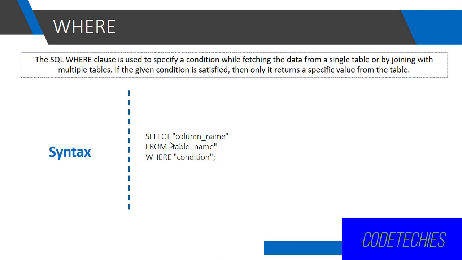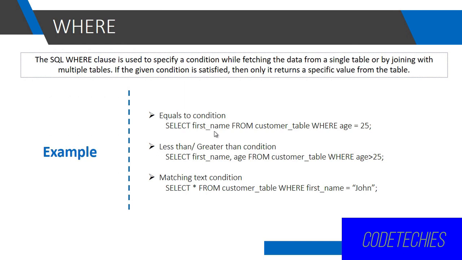It starts with select. You enter all the column names which you want to retrieve from the table name, and then you specify the condition after the where clause. Let us look at some examples of these conditions.